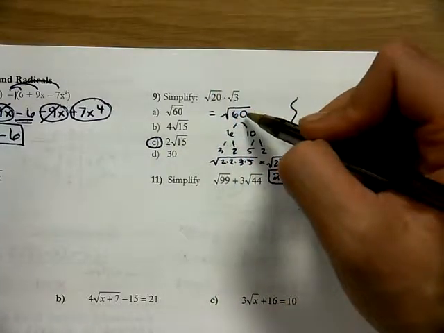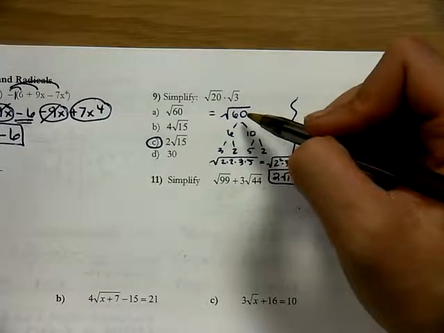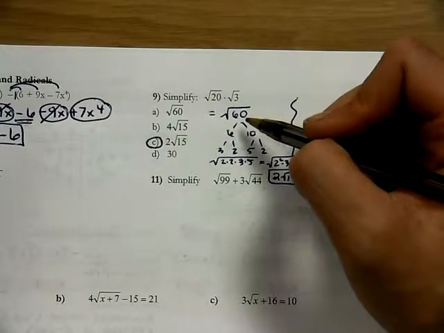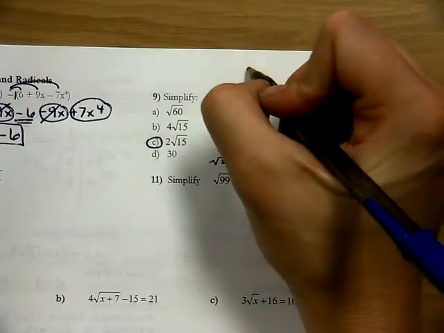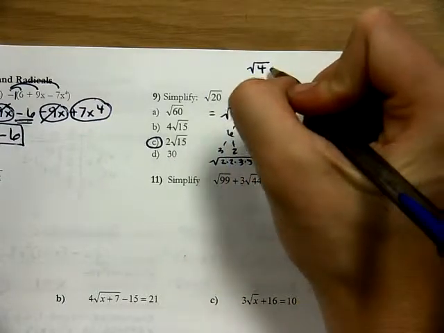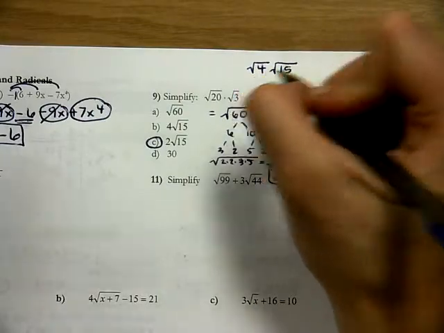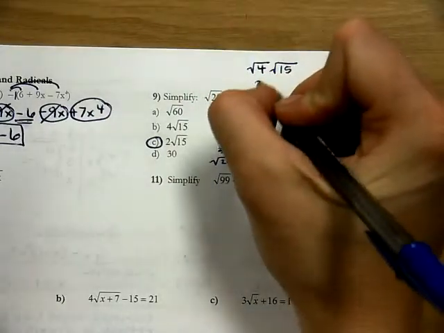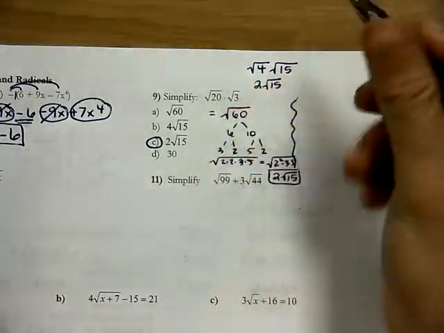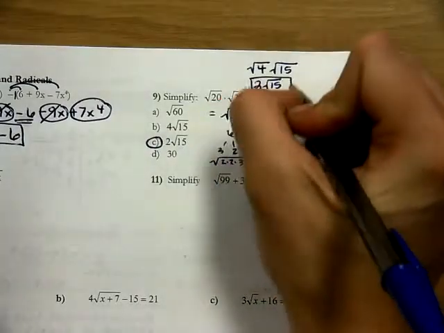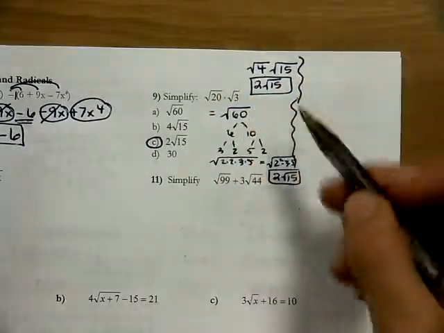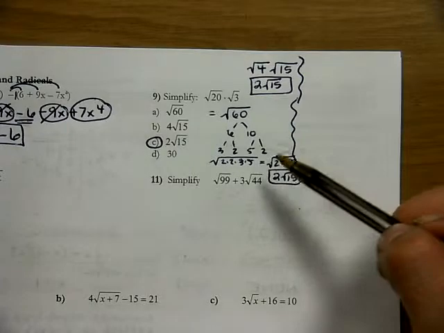Or I could have done the perfect square method and said, well, what's the largest perfect square that 60 is divisible by? Meaning 1, 4, 9, 16, 25, 36, and so on. I recognize that the largest perfect square that 60 is divisible by is 4. So I'm going to break that into 4 times 15, because 4 times 15 is 60. Square root of 4 is 2. Square root of 15 is irrational. We leave it as square root of 15.